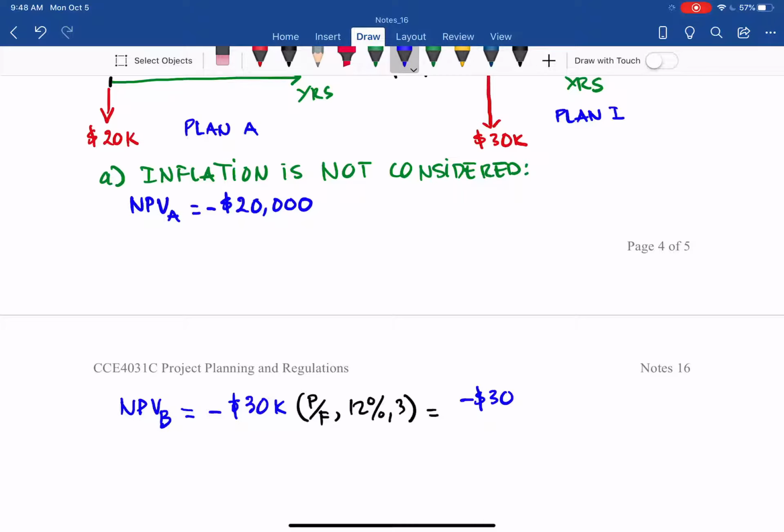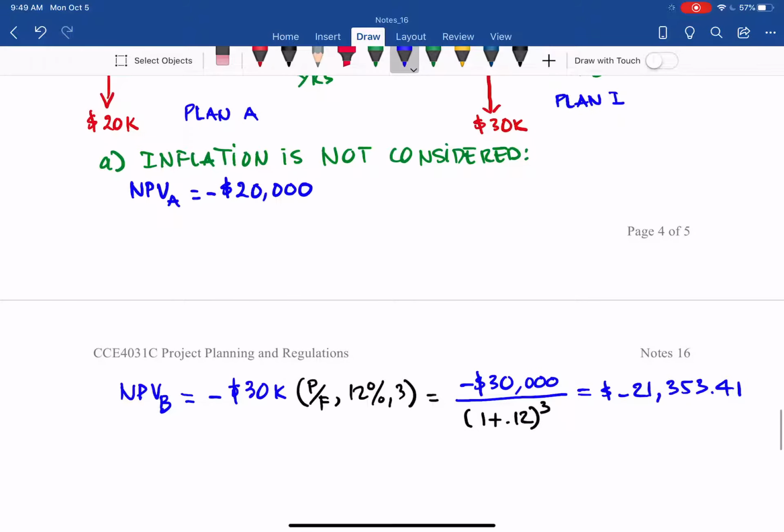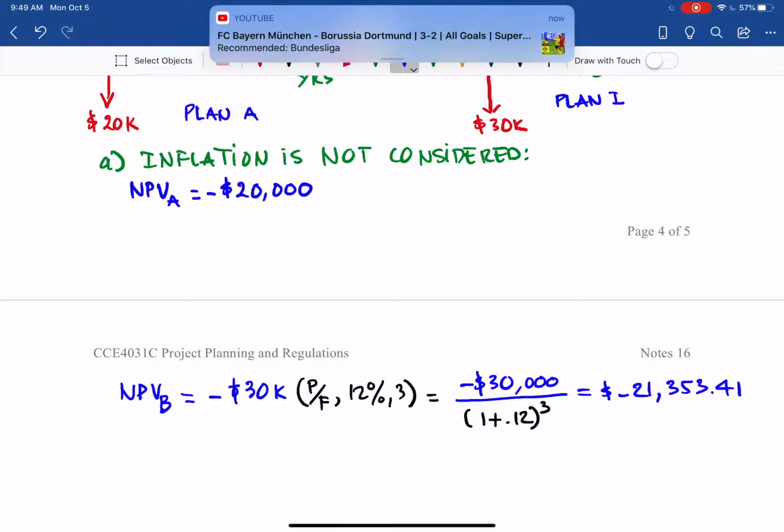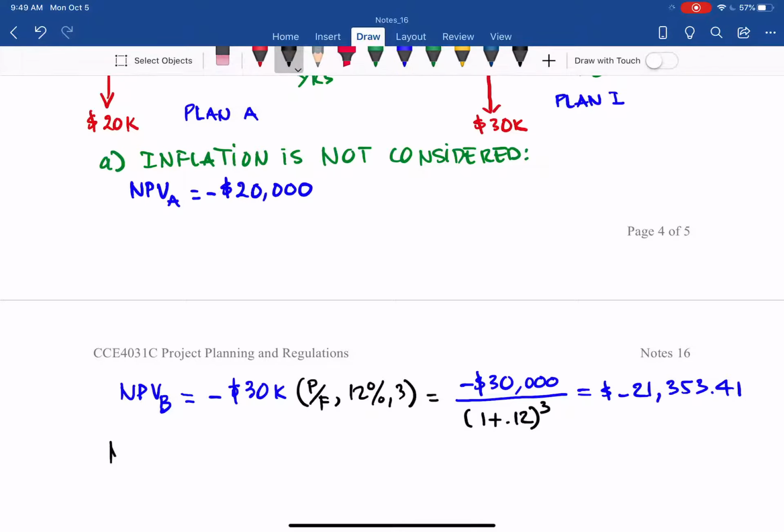And from that one, we have 30,000 divided by that factor, 1 plus 12% to the power 3. So this one equals negative 21,353.41. And this one is negative. You spend less in NPV A than NPV B. So you can see NPV A greater than NPV B, which means you spend less with plan A. Then we choose plan A. Okay, so that is the first.